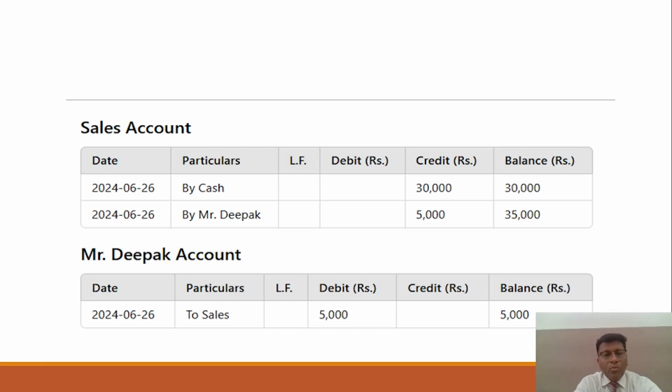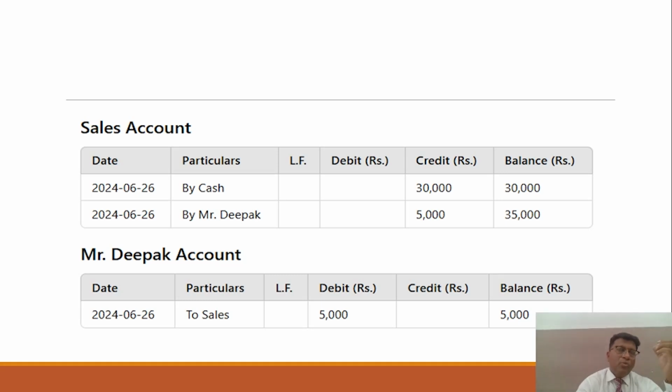And in the sales account, you can see two entries, two transactions in the example. The first transaction is cash and the second one is a credit transaction, because you are selling the goods to Mr. Deepak, the party name given to you, right? In the sales account, you find the entry by cash rupees 30,000 and Mr. Deepak 5,000. So the total balance of the sales account, a credit balance, would be 35,000.